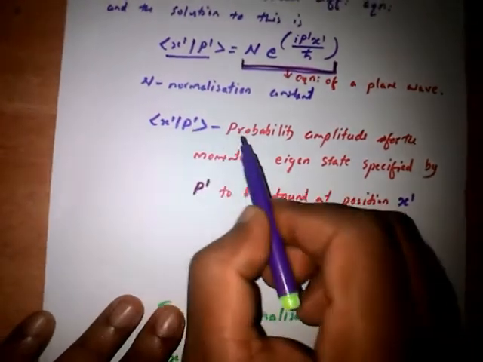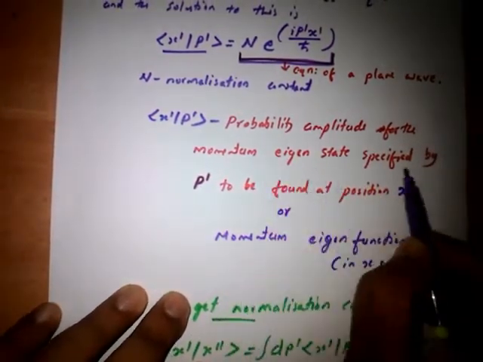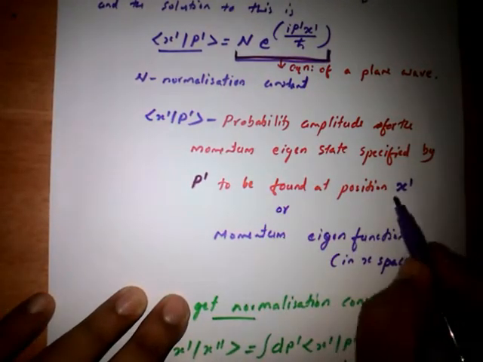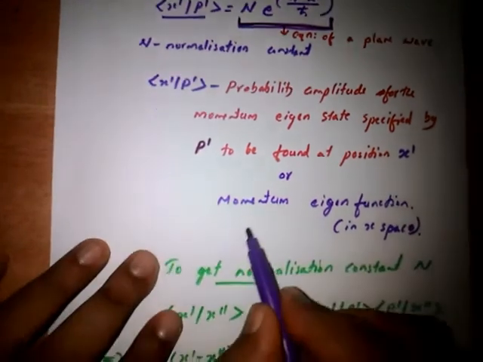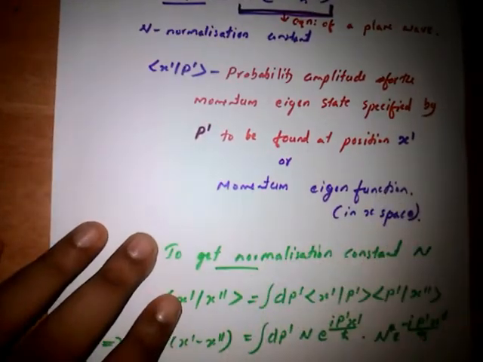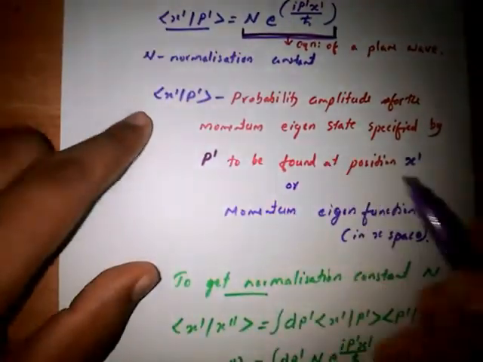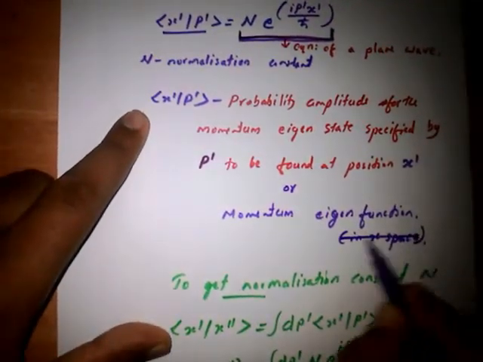And x dash p dash is the probability amplitude for the momentum eigenstate specified by p dash to be found at position x dash, or it is known as the momentum eigenfunction in x space. This is known as the momentum eigenfunction.